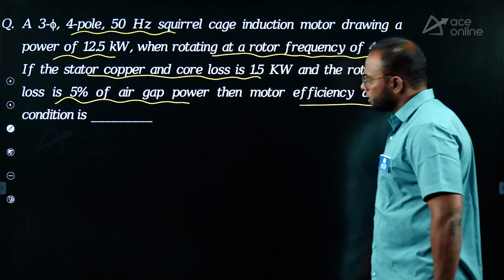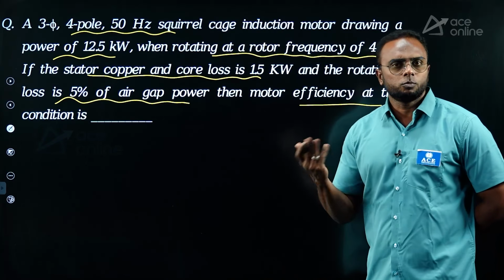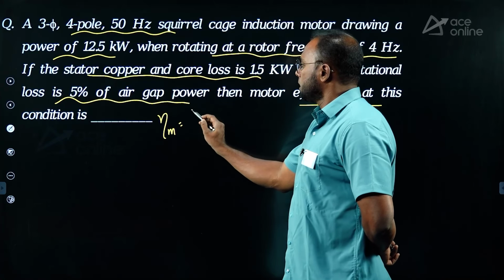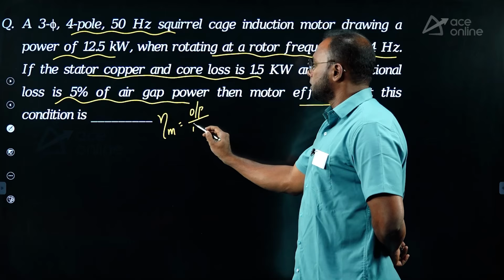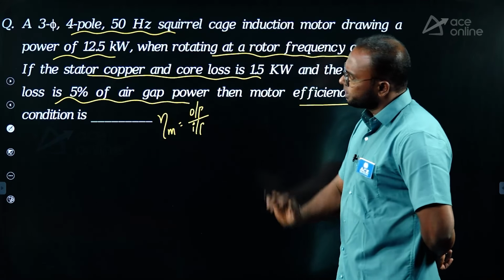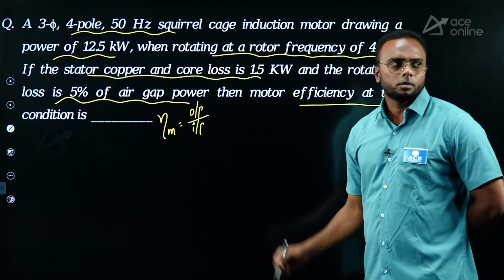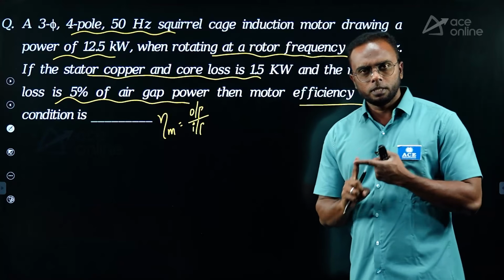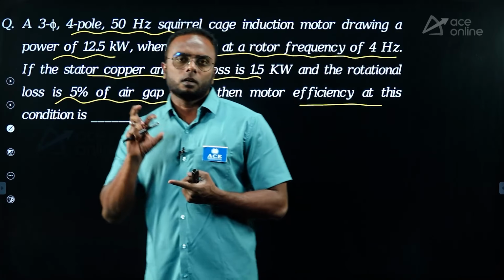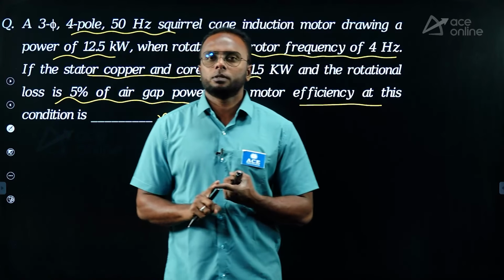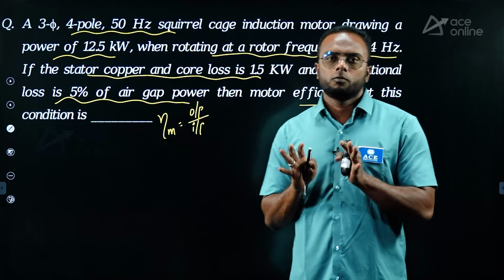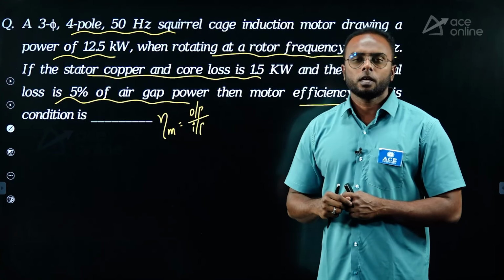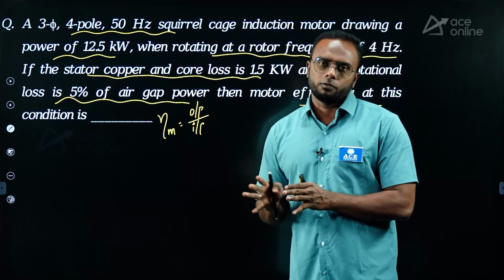So we need motor efficiency. What is motor efficiency? Motor output by motor input, no? So the motor efficiency is equal to motor output divided by motor input. Motor input is there, 12.5 kilowatt, but motor output is not there. Then how to find that motor output? What is the motor output means again? Is it net power or gross power? See, motor output is always net power because from the motors we take shaft output always, but not rotor output always. Okay, so motor output generally shaft.